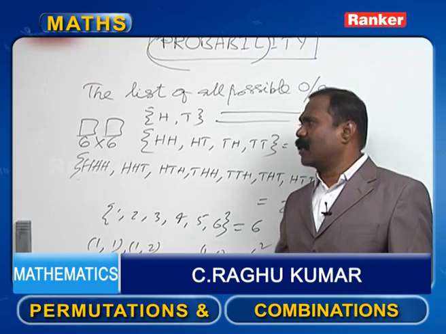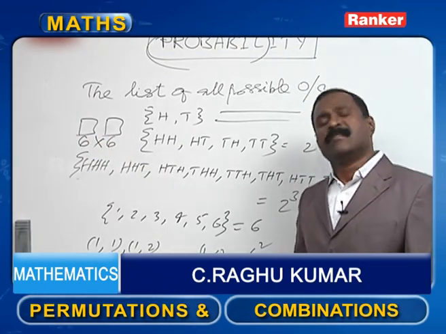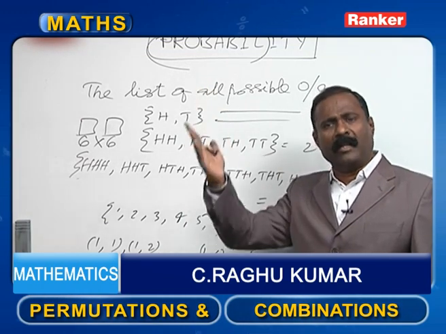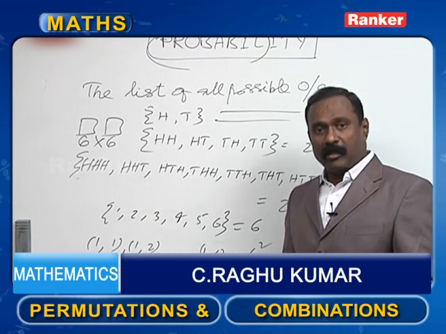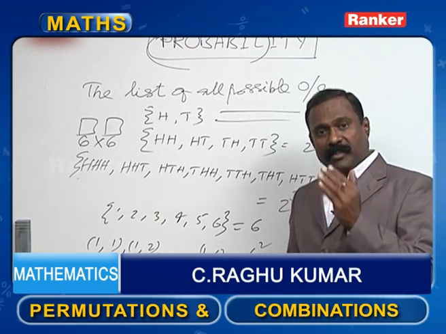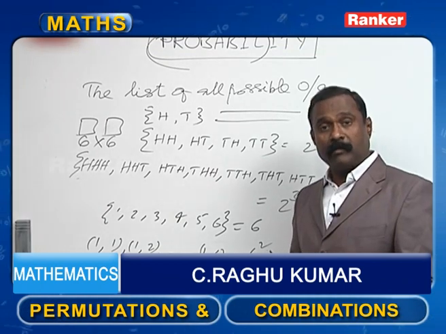If 3 dice are thrown, you can understand it becomes 6 into 6 into 6. It is nothing but 6 cubed. So based on the principle of counting only, we will be doing all these things. So you need basic knowledge of permutations and combinations also to solve problems related to probability.